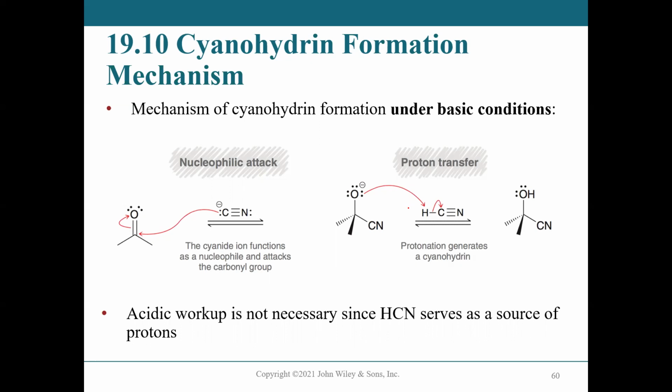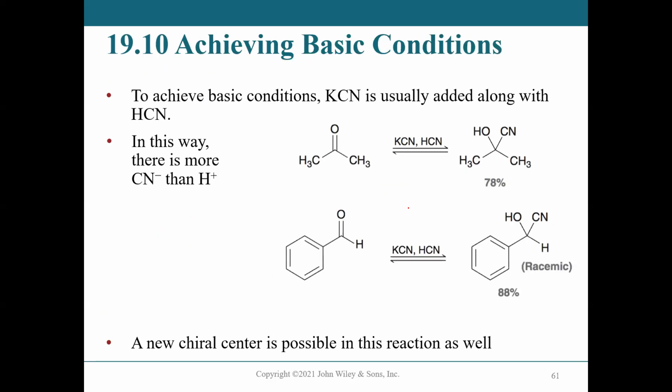So once we have that, let me see if it actually shows it in the PowerPoint slides. It does. To achieve basic conditions, KCN is usually added along with HCN. And this way there's more cyanide than protons. So a new chiral center is possible in this reaction as well, and they show it right here.